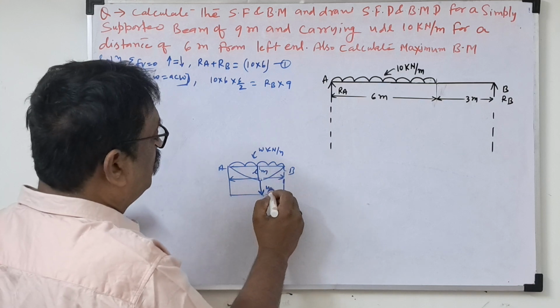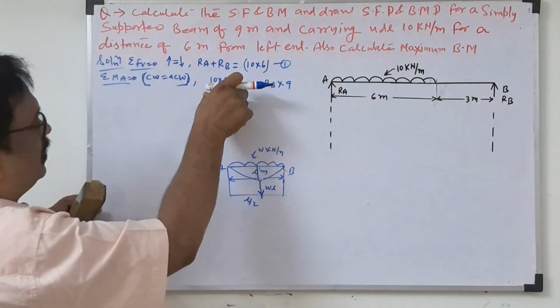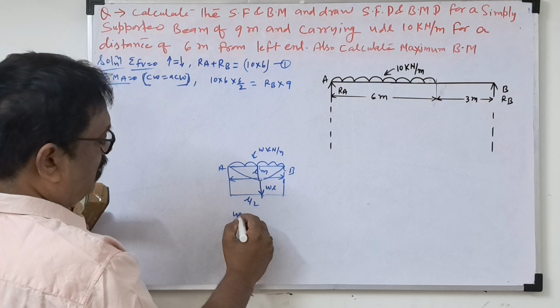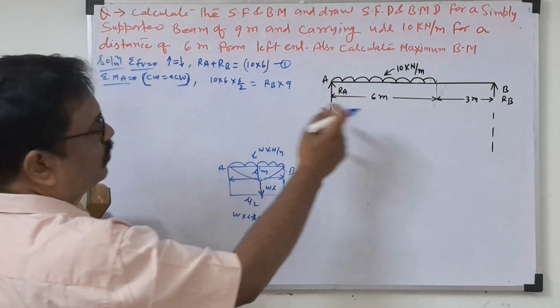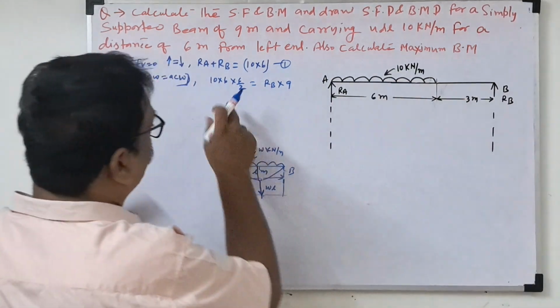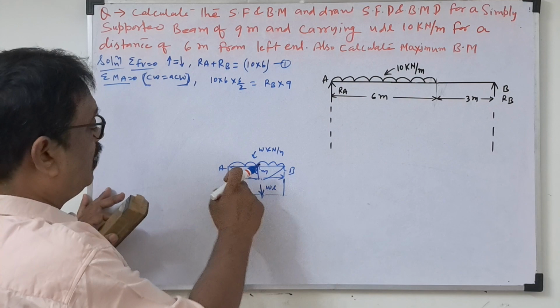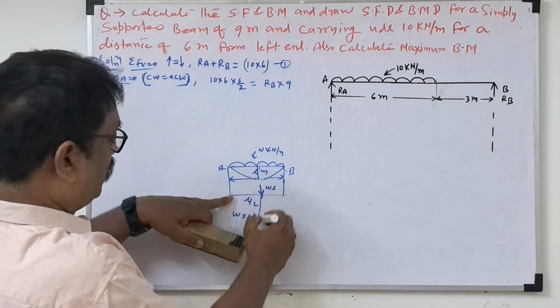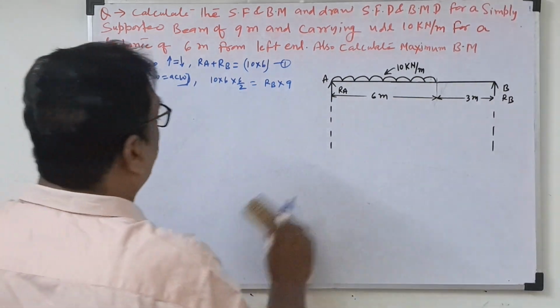So what is the load? W into L. And what is the distance? L by 2. So here it is 10 into 6 into 6 by 2, the middle distance. If you convert the UDL into a point load, the moment becomes very simple: the point is fixed, and it is load into perpendicular distance L by 2. This is how I explain it in all my videos.